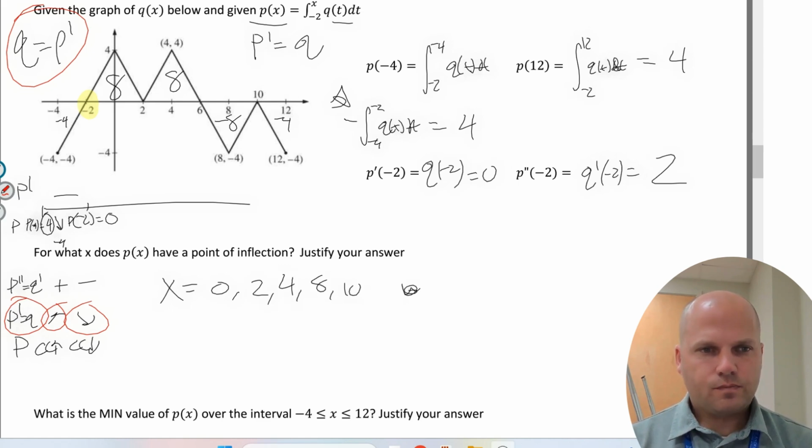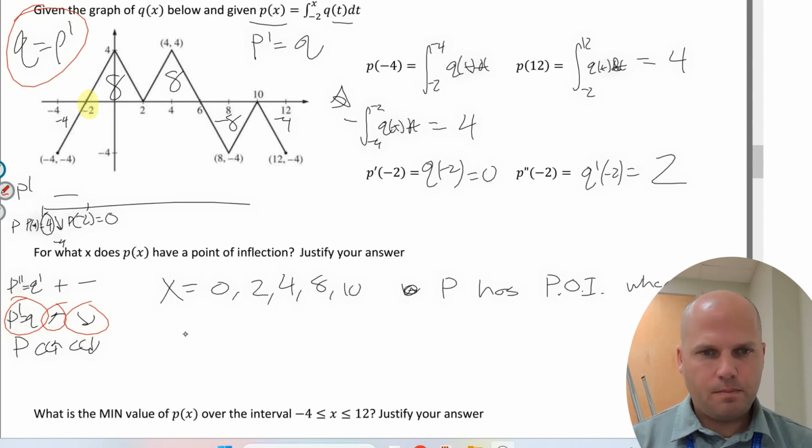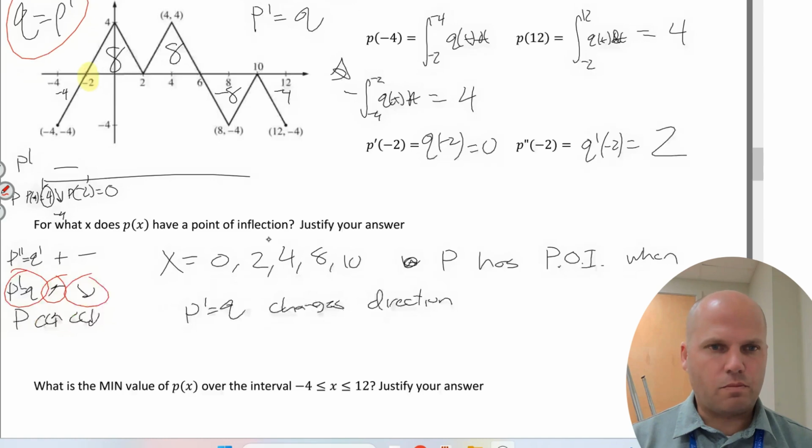P has a point of inflection when P prime, which equals Q, changes direction. What is the min value of P?